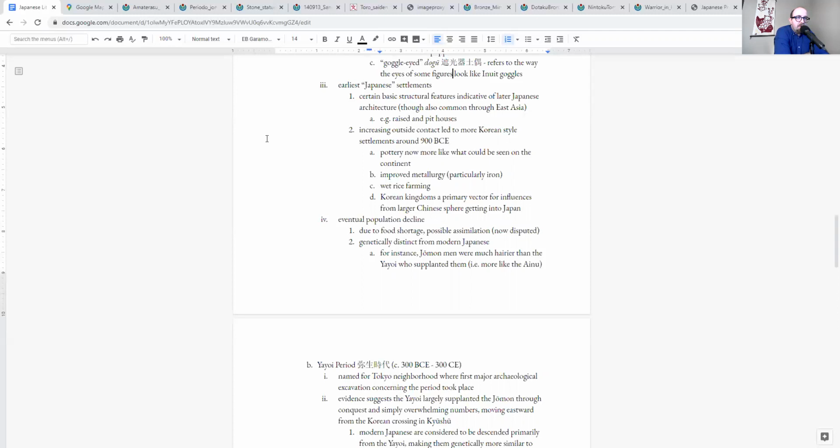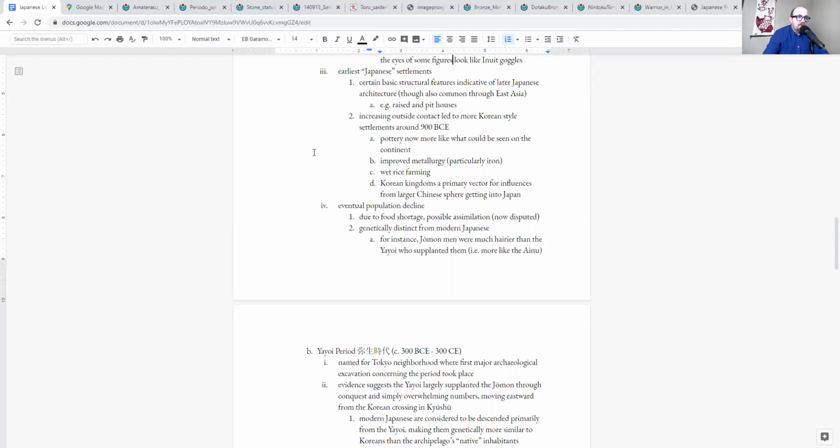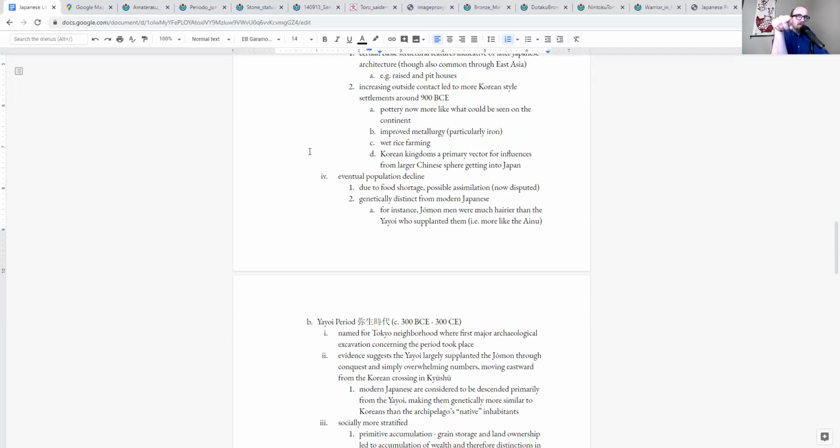And as I noted earlier, and this is letter D here, the Korean kingdoms basically throughout their existence are a primary vector, or way, in which Chinese influence gets into Japan. Japan, or at least the various iterations of a Japanese thing, had direct contact with China at times, but most of it sort of goes through Korea. And so Korea as a Japanese neighbor is really important in terms of Japan in the larger geopolitical context.